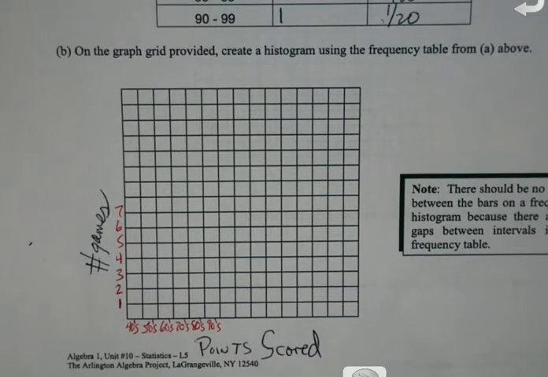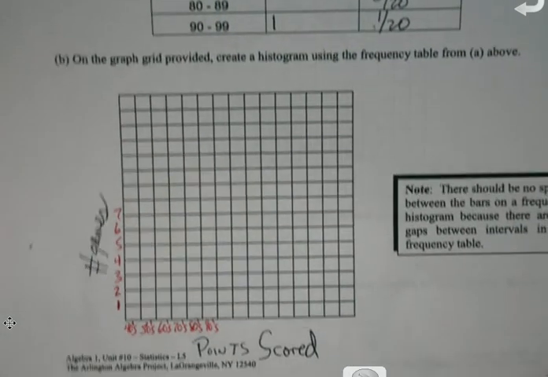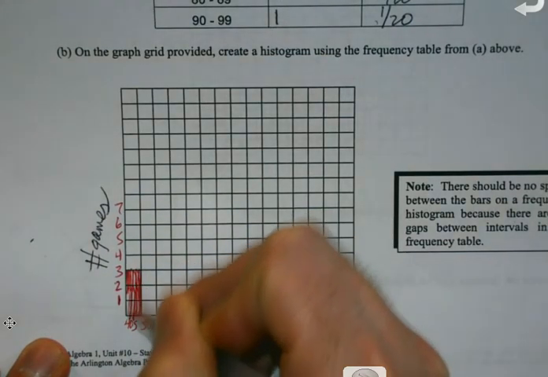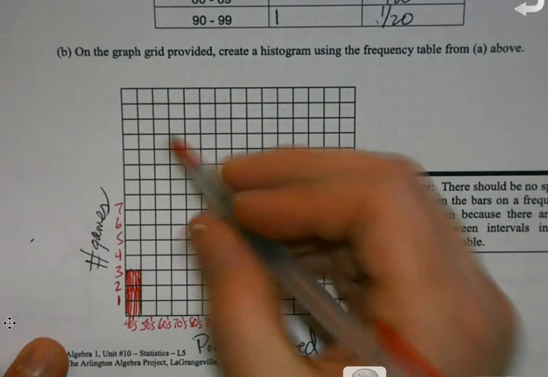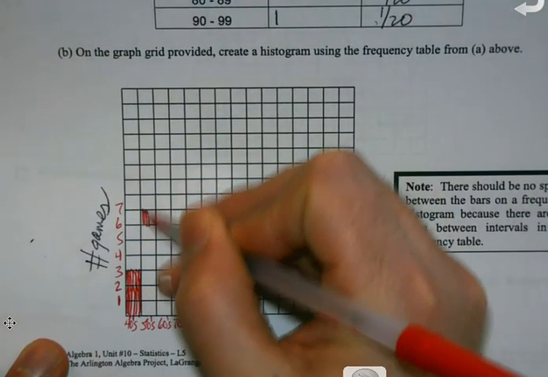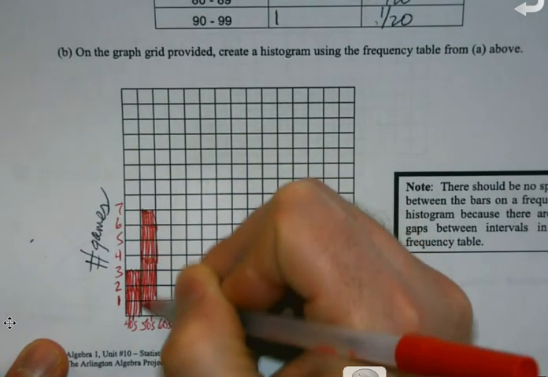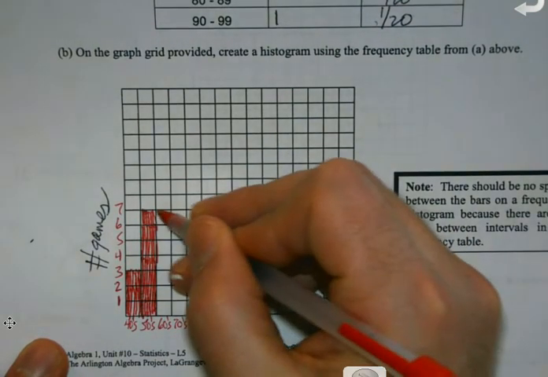Once I get that set, I'm going to go back up to my chart, look at my tallies, and figure out how tall each of my bars is going to be. For instance, 40 to 49, there were 3 of them. So in my 40s, I'm going to go up to 3. In the 50s, we're all the way up to 7 because it happened 7 times. Looks like the same for the 60s.